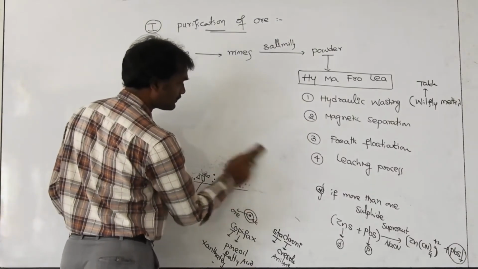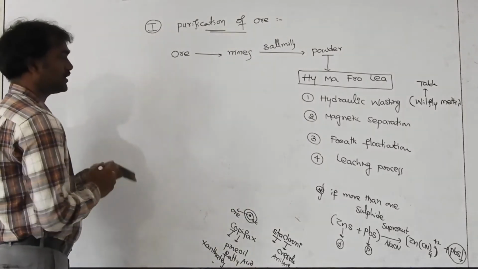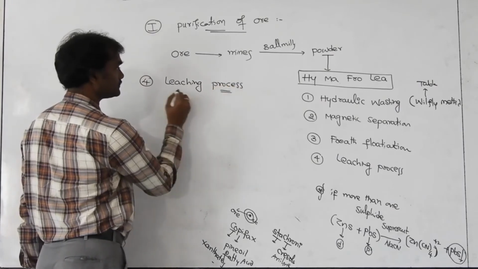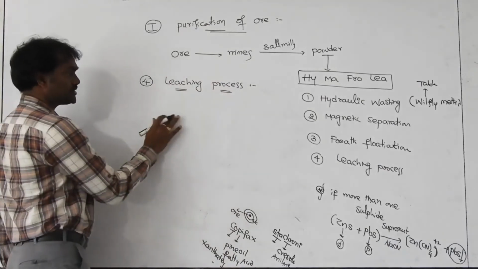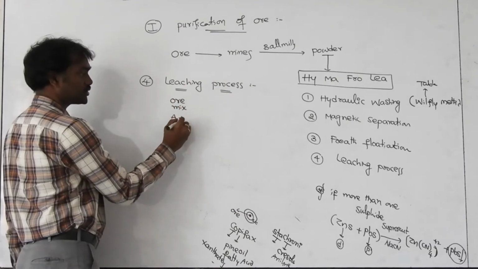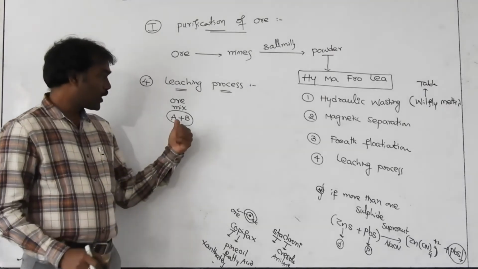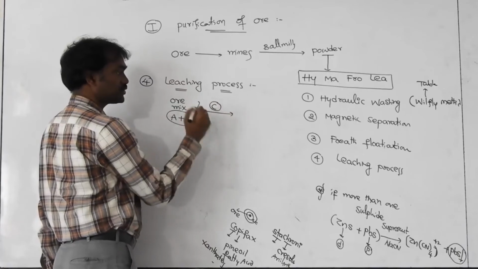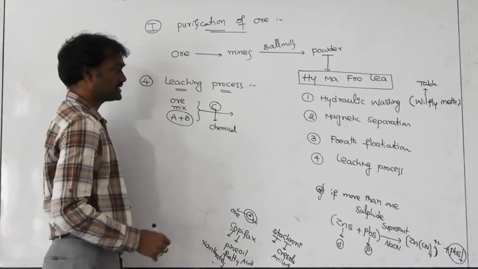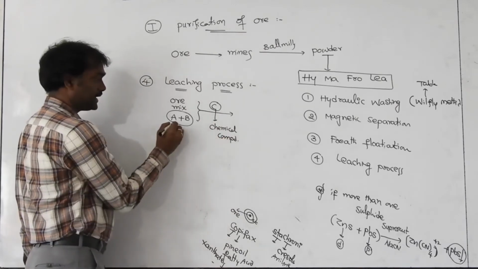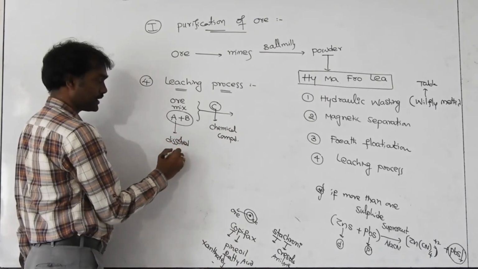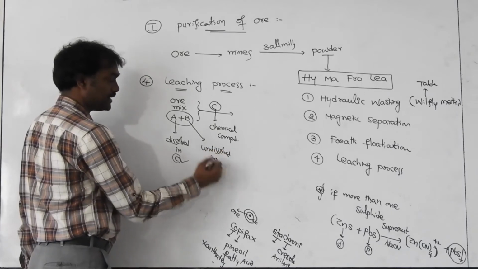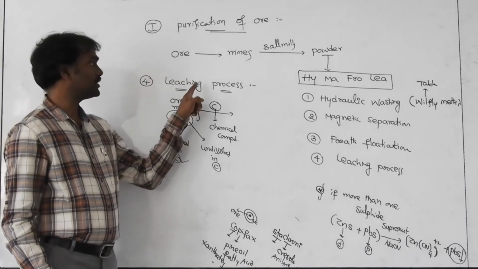What is the meaning of leaching? The fourth one we are discussing is leaching. Suppose the ore mixture contains two compounds, A and B. One compound is soluble in one reagent, and B is not soluble in it. Suppose we take a chemical C. A dissolves in C and B is undissolved in C. Such impure ores are only treated by the leaching process.